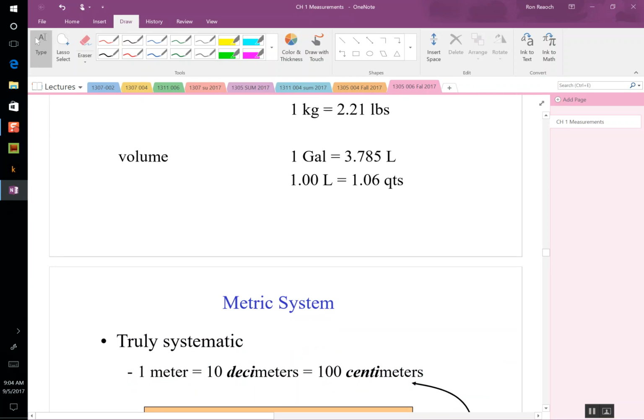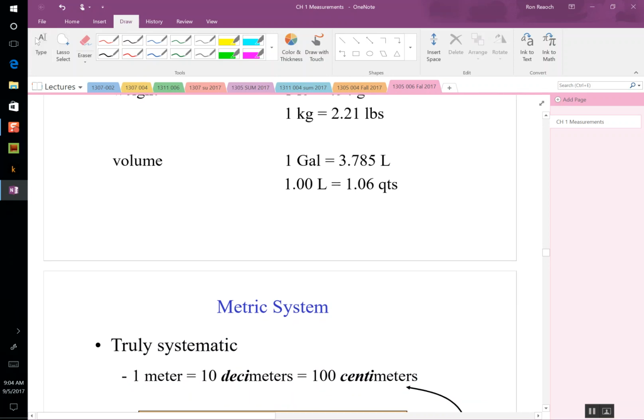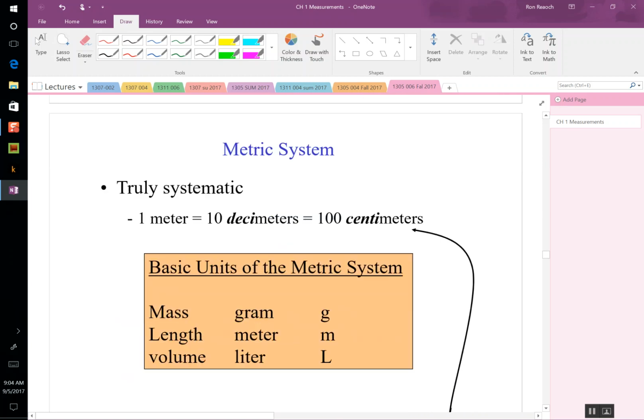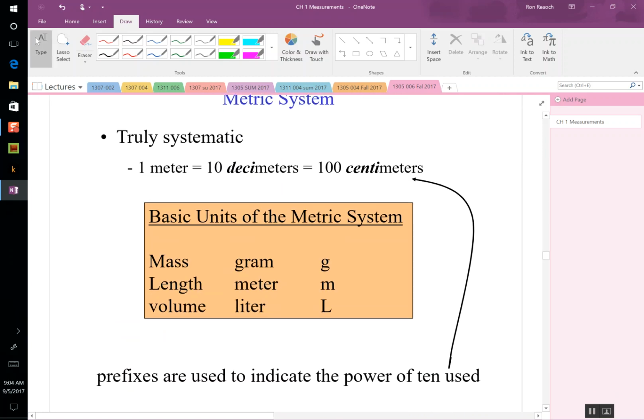The liter is the fundamental unit in the metric system. So here are your fundamental metric units. Mass is grams, length, meter, which is right here. This is not a yardstick. This is a meter stick.